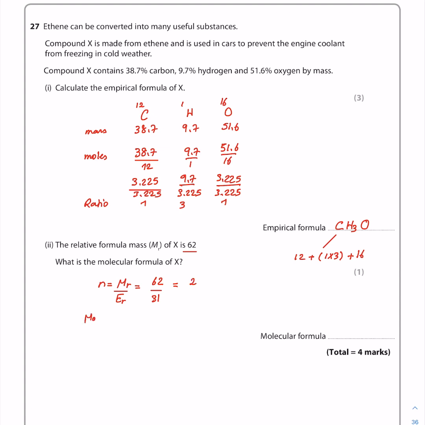وبكده يبقى ال number of formula units 2. يبقى الفورمولا بتاعت الكومباوند ده اللي هو الموليكولار فورمولا, molecular formula is C2H6O2. يبقى C2H6O2 ده الموليكولار فورمولا للكومباوند بتاعنا.